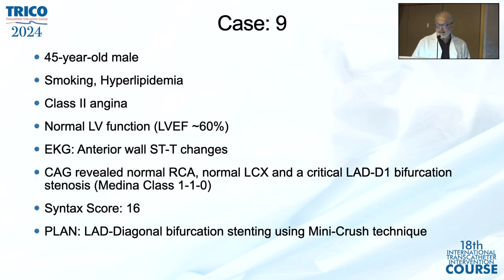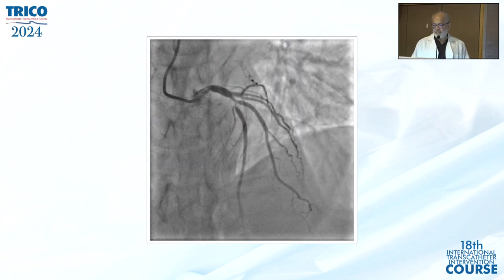Another case like this, a 45-year-old gentleman, smoker, hyperlipidemic, normal LV function, anterior wall ST-T changes. CAG revealed normal LAD, diagonal critical bifurcation, Medina 110, and normal circ, SYNTAX score 16. We had a plan to do a TAP, mini crush.